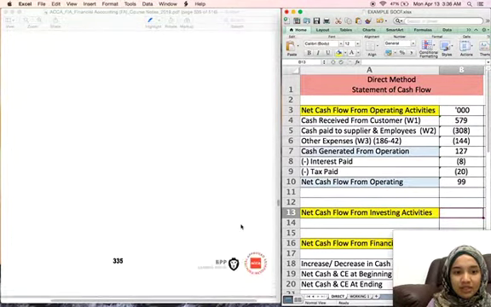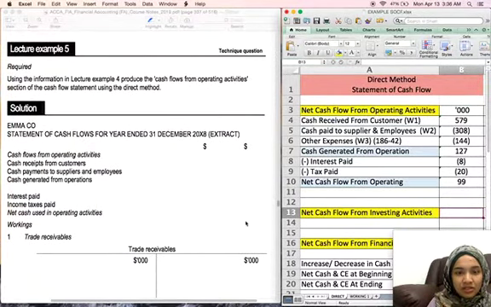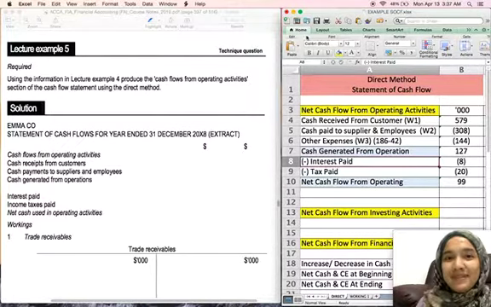So, this one is your lecture example 5. Here there is cash receipt, and combined together, cash payment to supplier and employees. They combine cash payment to supplier and employees with other expenses. But I separated them. Later you look at their question, whether they want you to separate it or combine it together. Okay. So, that's it for net cash flow from operating activities using the direct method. Thank you.